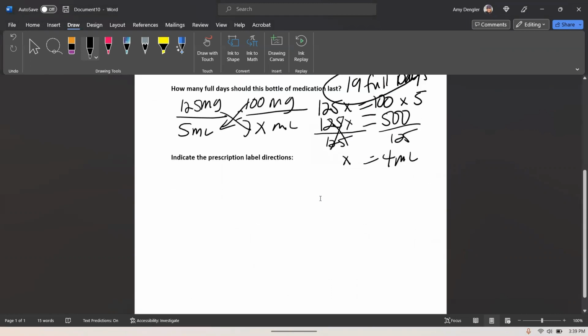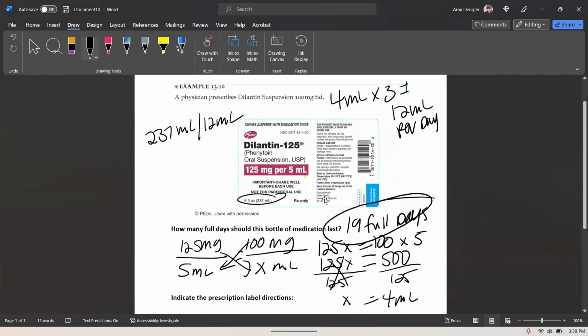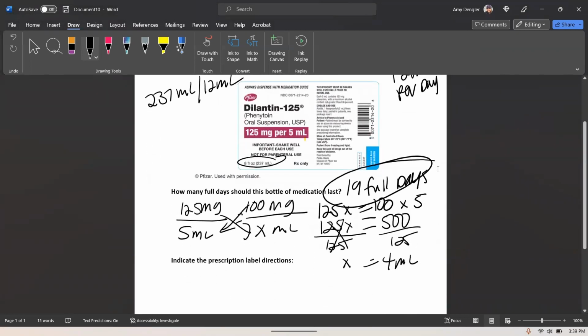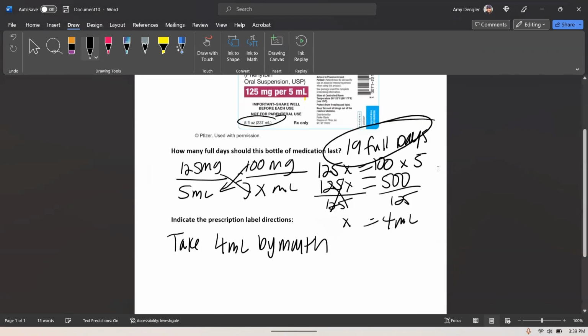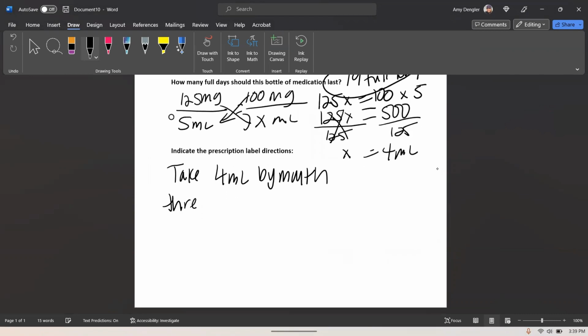And then it says indicate the prescription label directions. So we would say take 4 ml by mouth 3 times daily.